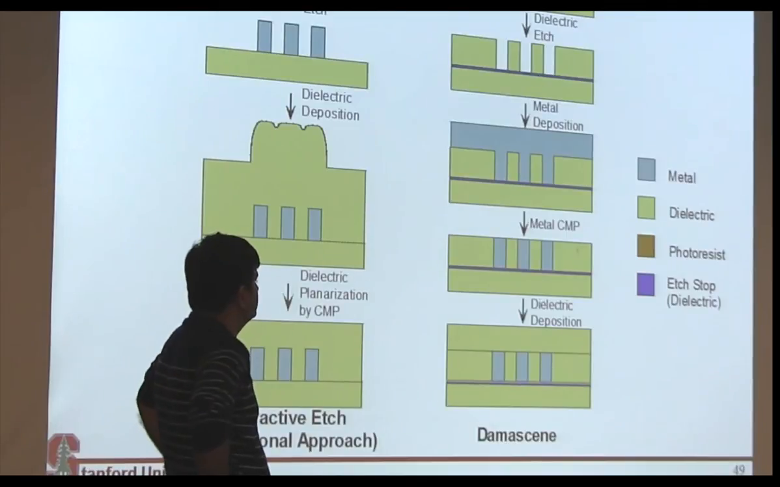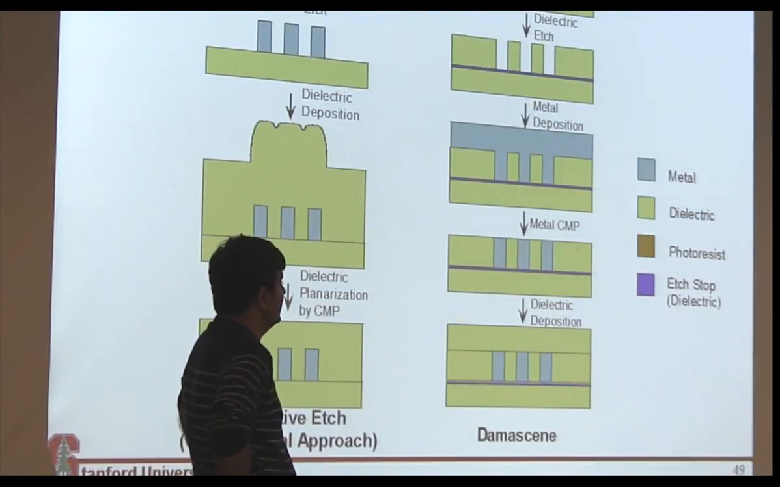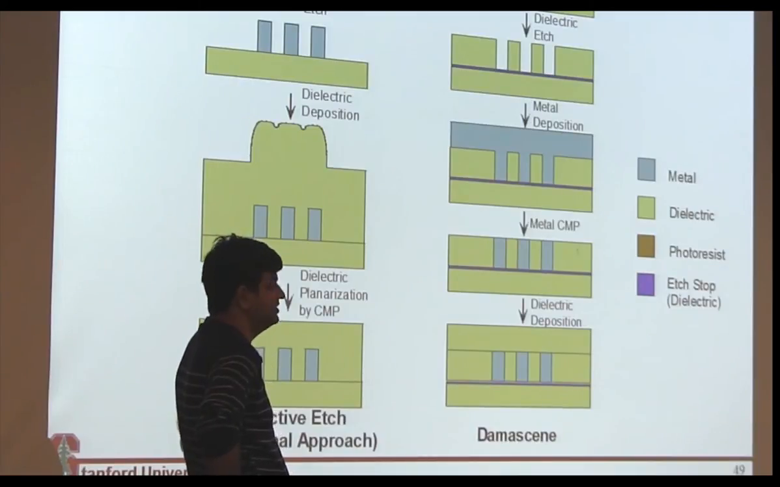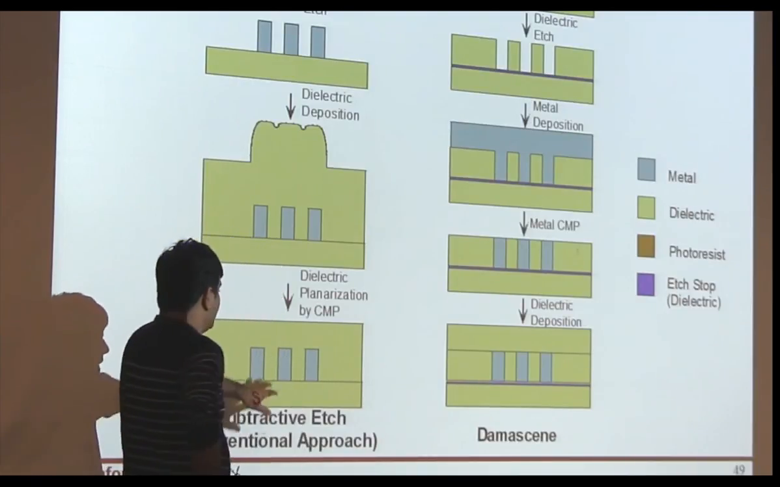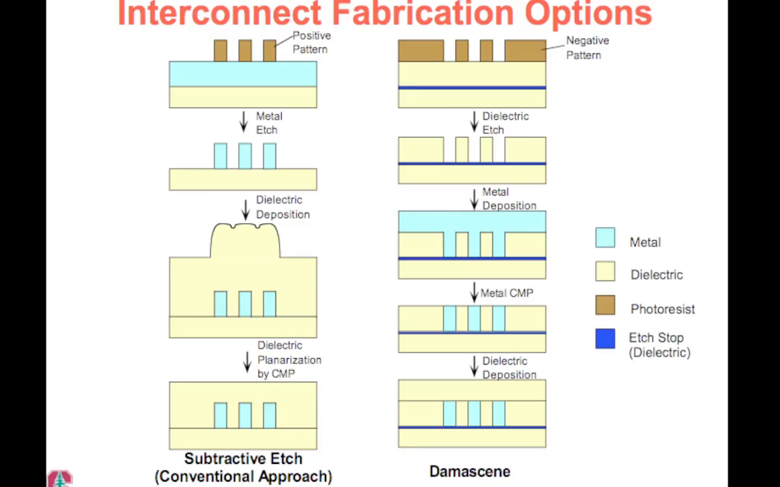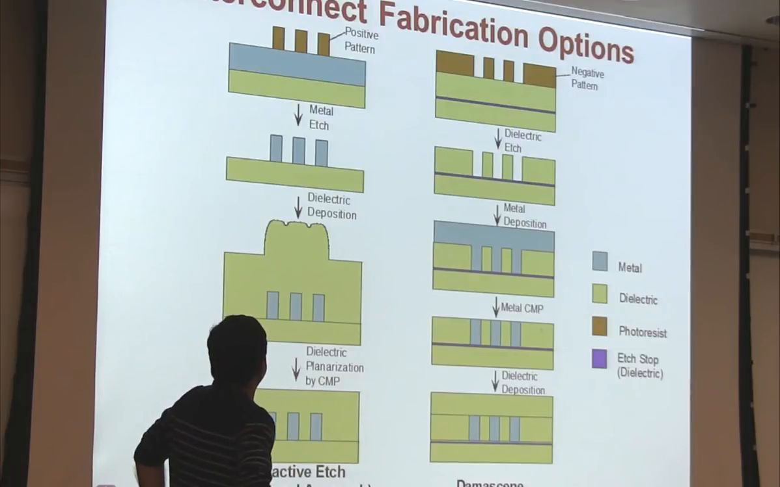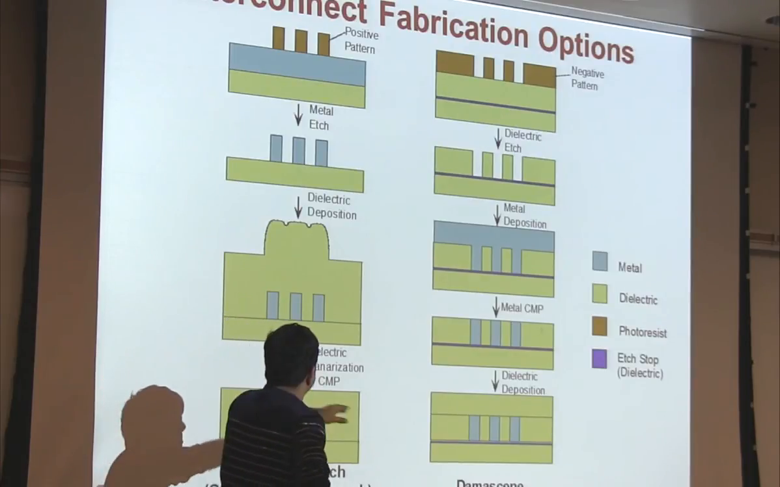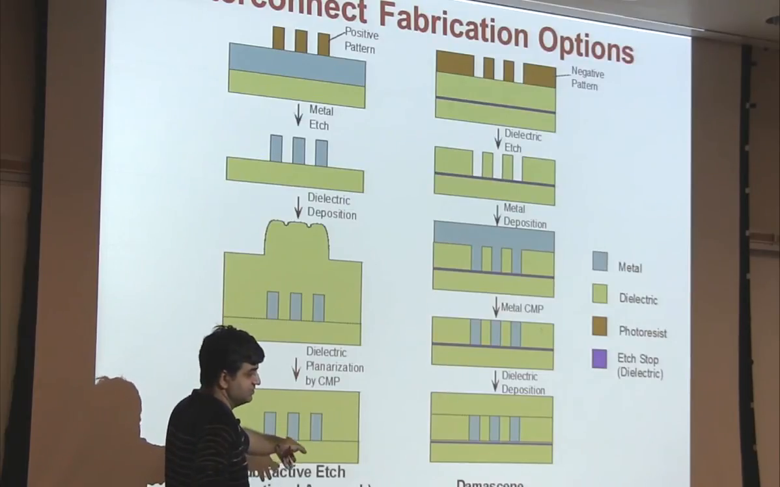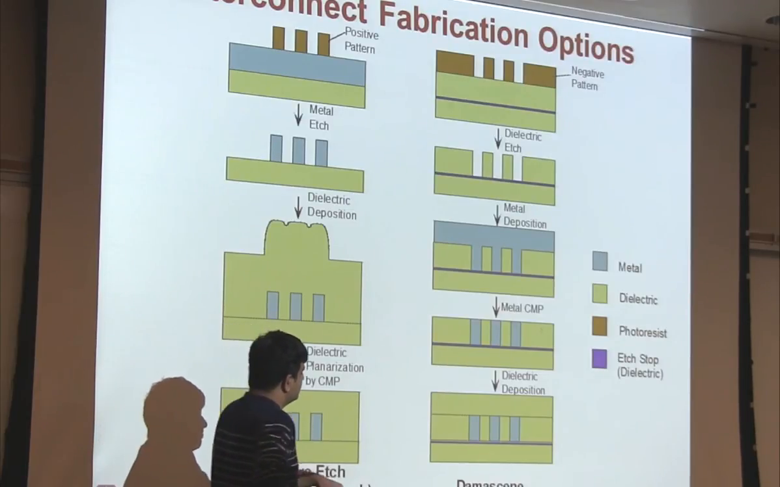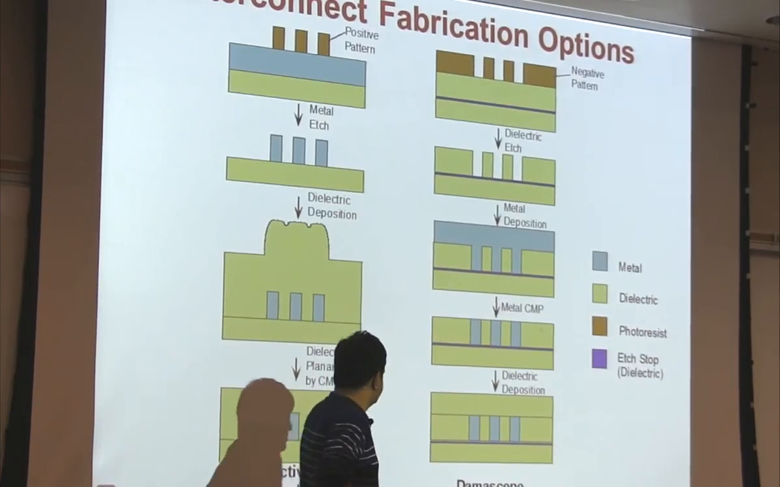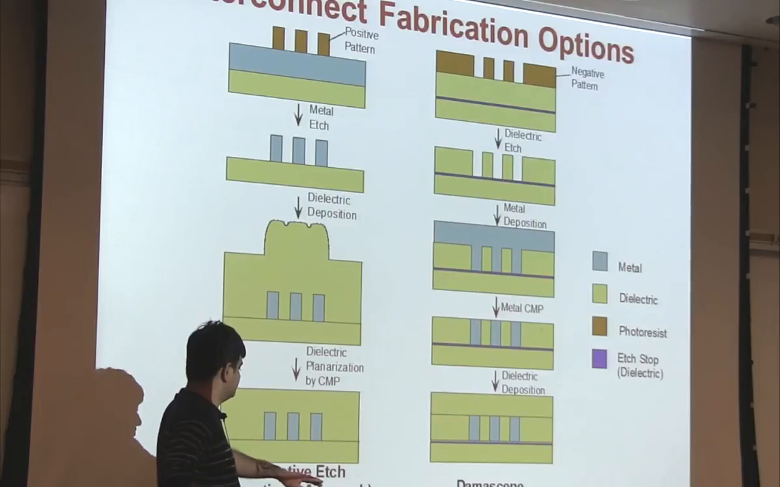So there are always two ways to make, or pattern, anything, right? You can do a subtractive method, that is you deposit a film, you pattern a photoresist, and then you etch that pattern into your film. Then you can deposit this dielectric and planarize it using a CMP process, and hence you achieve this structure.